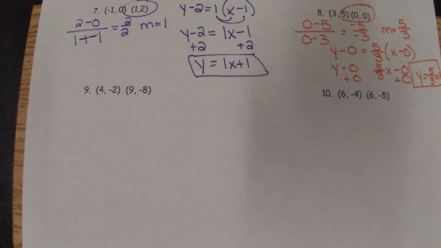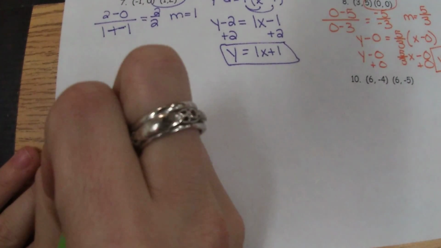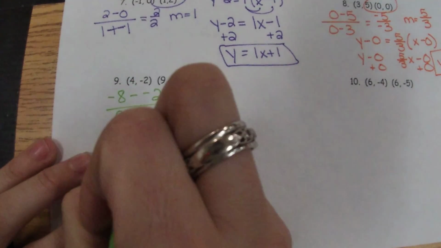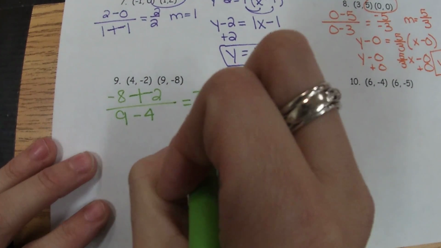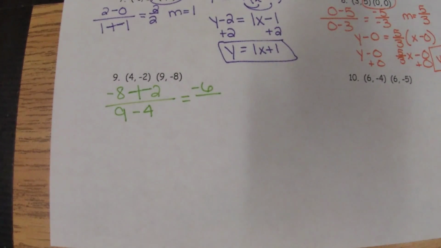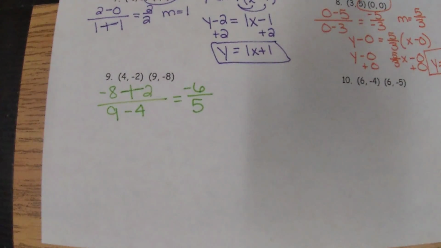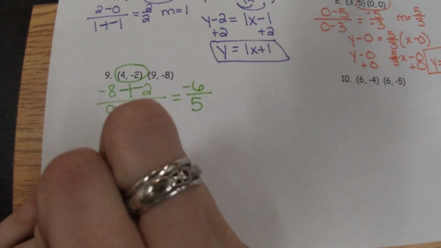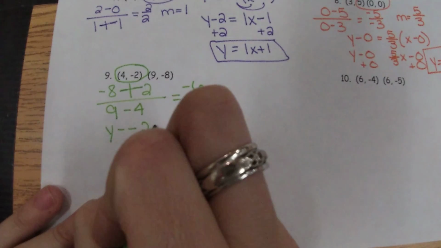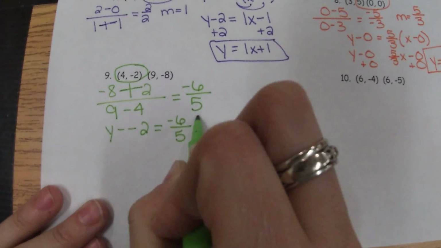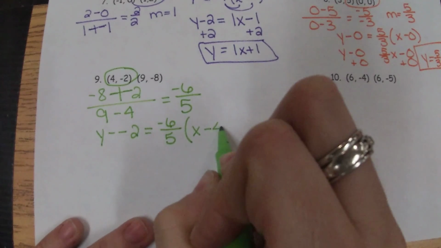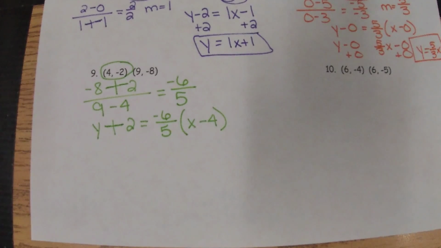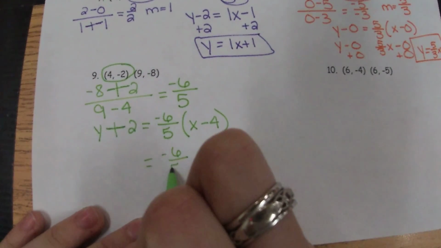Number 9, again, we're starting by finding the slope. So -8 minus -2 over 9 minus 4. So we get a -6 on top. 9 minus 4 is 5. So we have a slope of -6/5. I'm going to pick the point 4 comma -2. So y minus -2 equals -6/5 times x minus 4. Those two negatives make a positive. So we'll have negative 6/5 x.